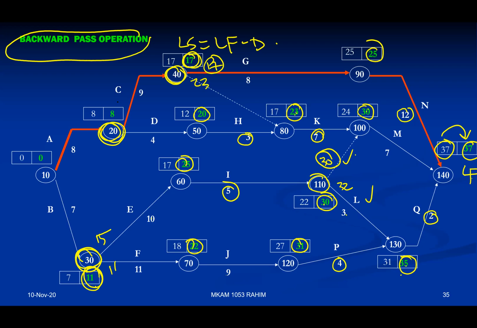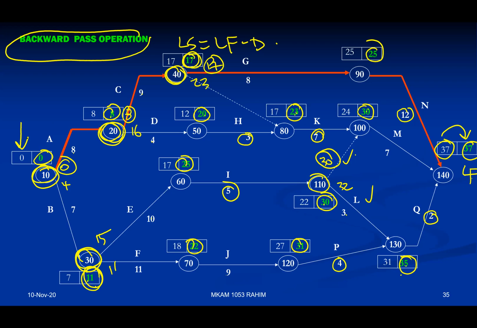You notice there are 2 arrows coming in. 20 minus 4 equivalent to 16 as one figure, or 17 minus 9 equivalent to 8. So for sure, 8 is the smallest value here, will be put here. And lastly, what goes into the node number 10? You notice 8 minus 8 equivalent to 0, or 11 minus 7 equivalent to 4. For sure, this 0 will go into that one.